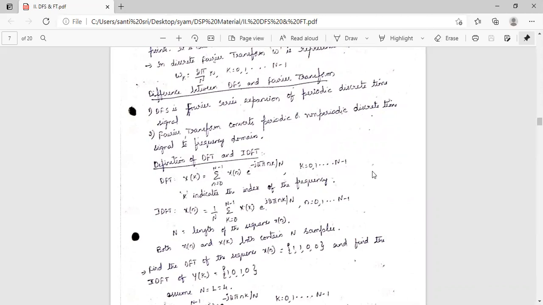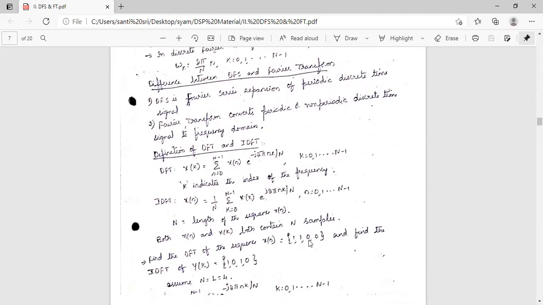Similarly, the inverse discrete Fourier transform is mathematically represented as x of n is equal to 1 by N into sigma k equal to 0 to N minus 1 X of k into e power j 2 pi n k by N, where n equal to 0, 1, up to N minus 1, where capital N is the length of the sequence x of n. Both x of n and X of k contain N samples.